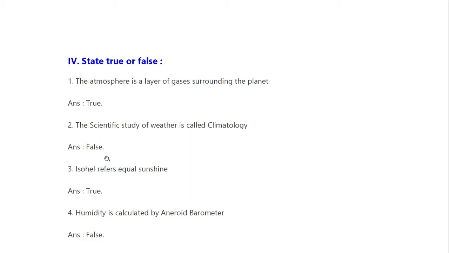Next, the isohel refers to equal sunshine. This is true. The humidity is calculated by aneroid barometer. This is wrong. Humidity is calculated by hygrometer.